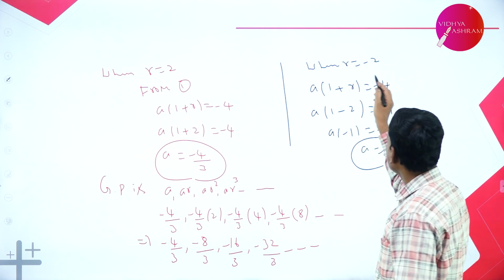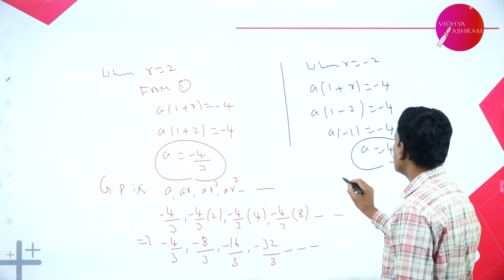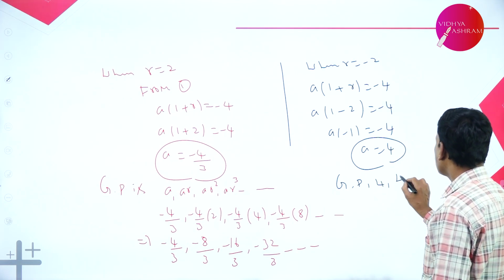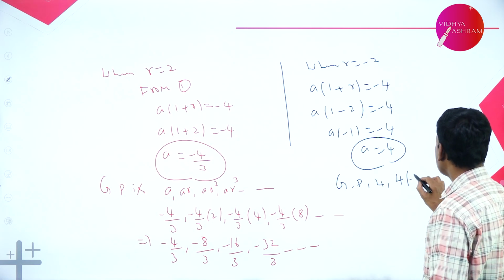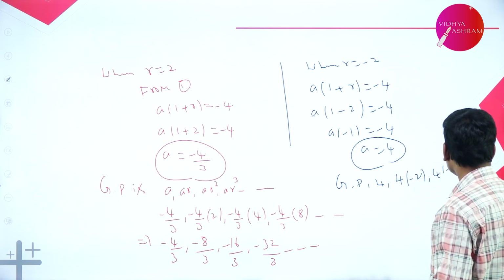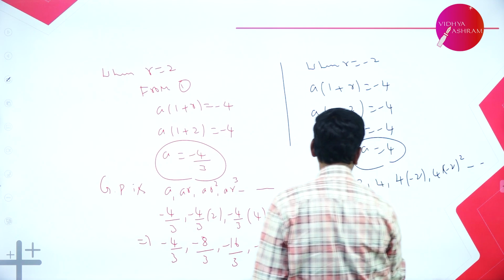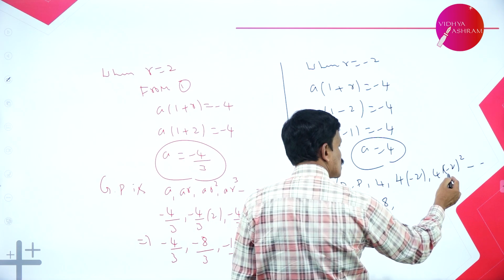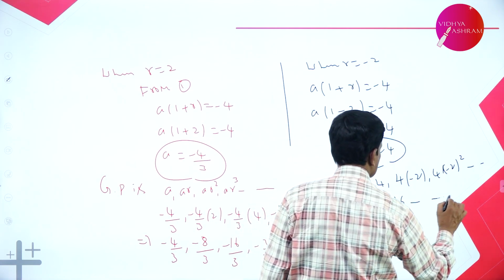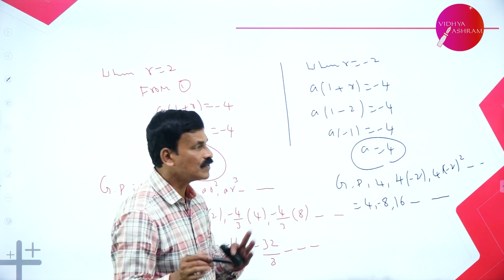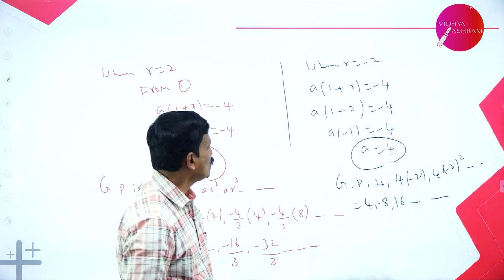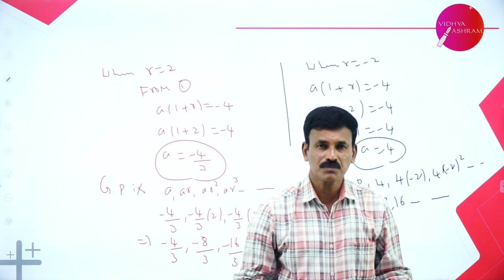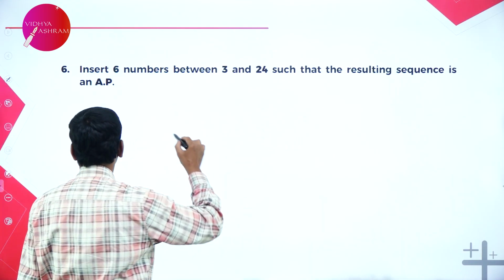So when a is equal to 4, r is equal to minus 2, then the geometrical progression is a, ar, ar square, ar cube. So this is 4, 4 into minus 2 is minus 8, minus 2 square is 4, 4 4s are 16. So 4, minus 8, 16 when r is equal to minus 2 and a is equal to plus 4. This is the required geometrical progression. Okay, geometric progression. Now let us move on to the next problem.